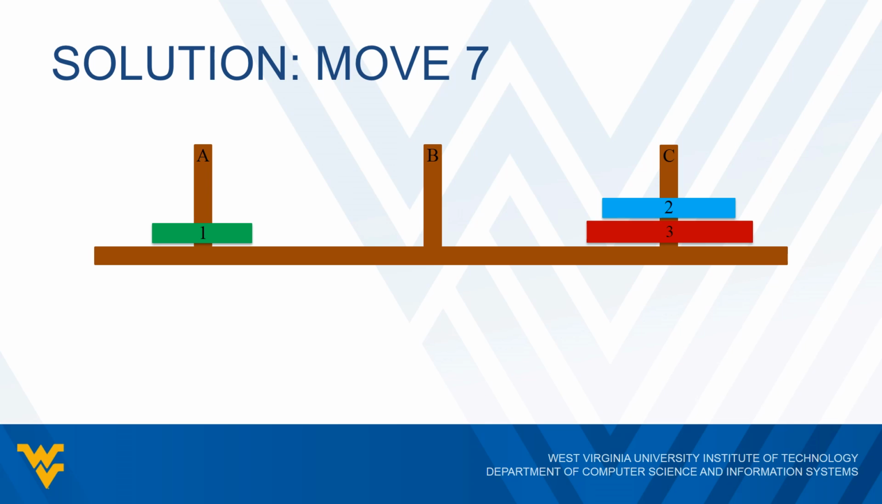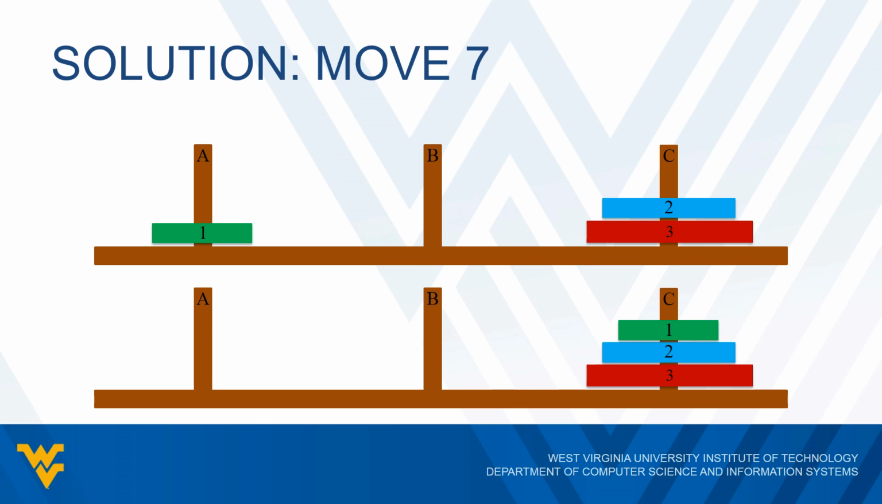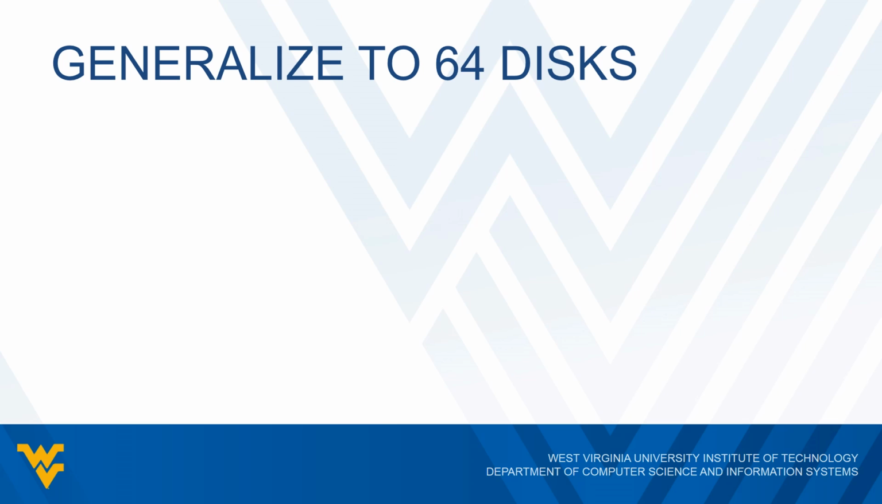And then all that's left is just to take disk 1 from needle A and move it to needle C. And sure enough, we see that we have all 3 disks on needle C, where the smaller disk is on top of the next disk. Now we can generalize this to the case where we have 64 disks. So let's say the first needle has all 64 disks. So we need to move all of them to needle 3.